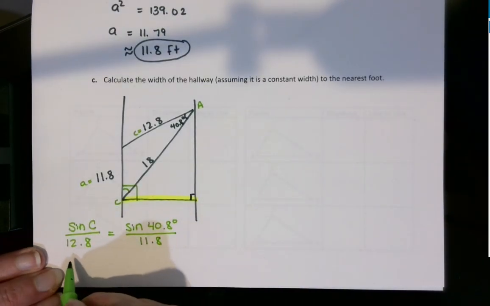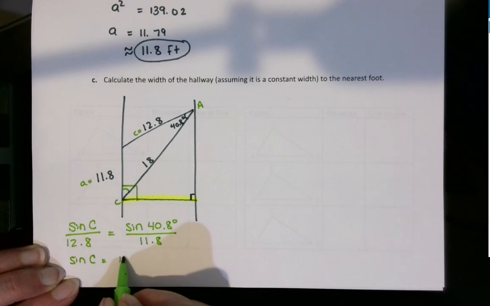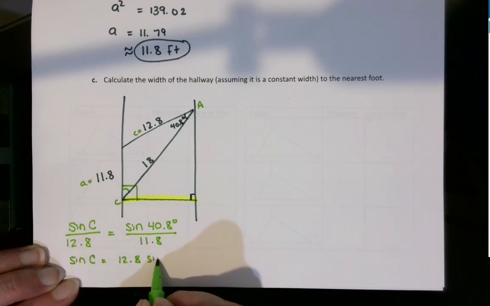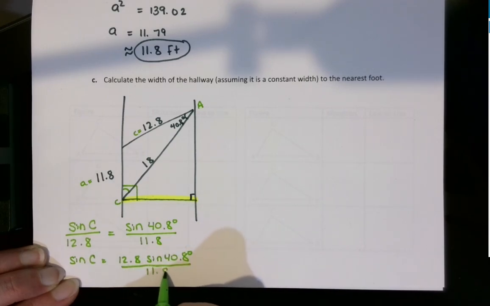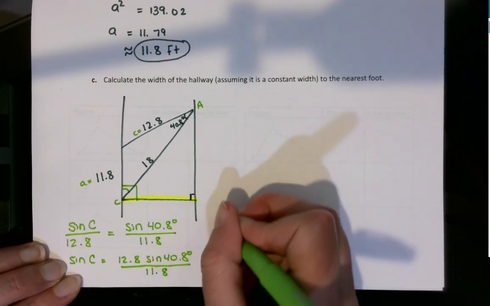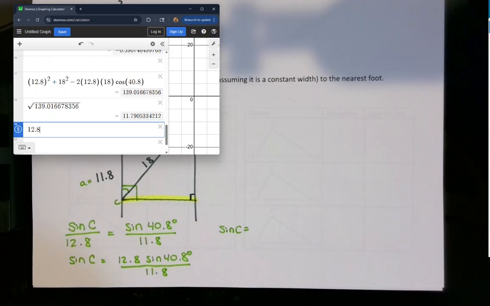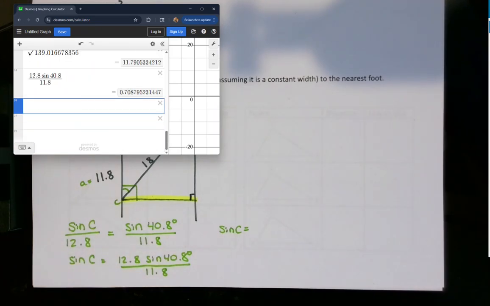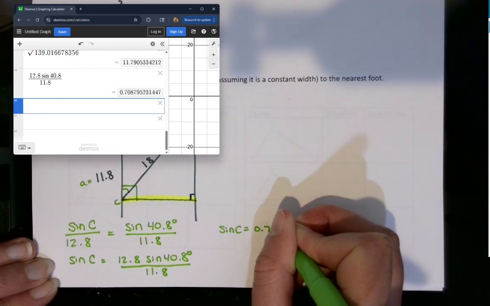Multiplying by 12.8, the sine of C is equal to 12.8 times the sine of 40.8 over 11.8. So I need to come over here. This tells me that sine of C is equal to that product. So 12.8 times the sine of 40.8 over 11.8. Sine of C is equal to 0.7088.